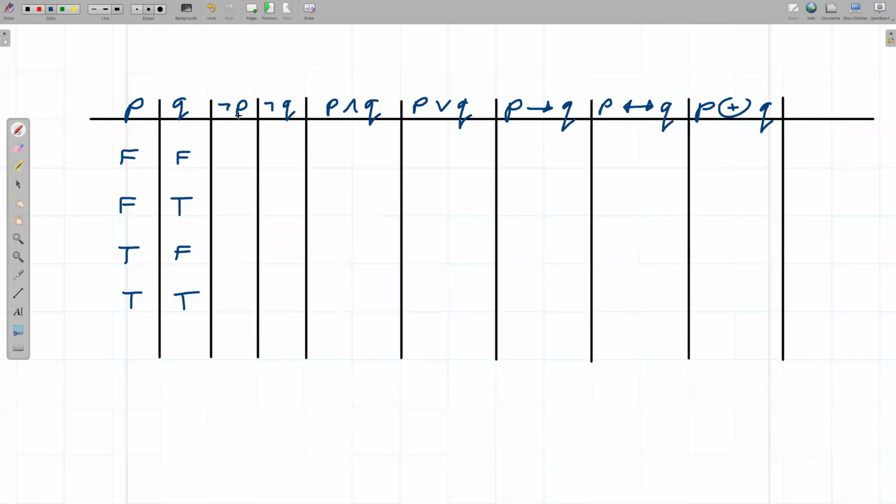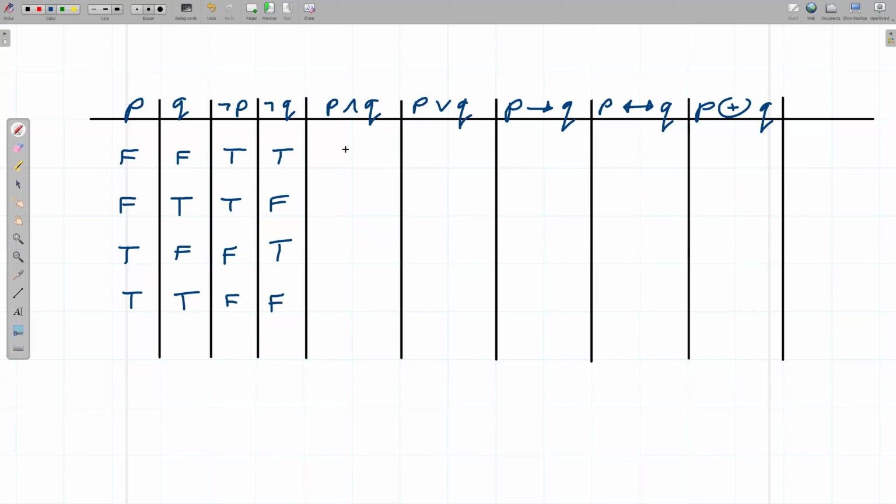So if P is false, then not P, the negation of P, is true. If Q is false, the negation of Q is true. Again here, if P is false, then true. If Q is true, then the negation of Q is false. If P is true, the negation of P is false. If Q is false, its negation is true. Again, in our last case, if P is true, then the negation of P is false. Q is true, then not Q is false.